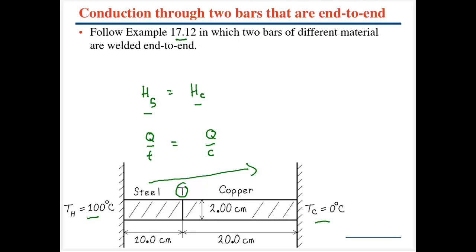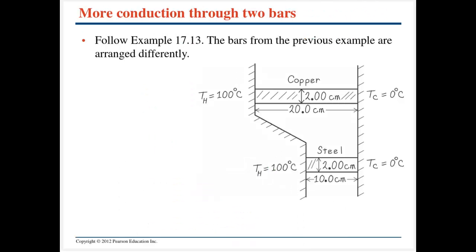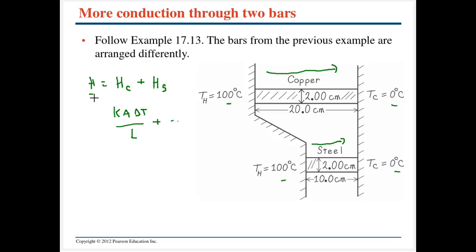as shown in example 17.12. If we arrange our bars a little bit differently, with the same hot reservoir and cold reservoir, it becomes quite a bit simpler. We're going to have heat flowing through the copper and heat flowing through the steel, and we can say that the heat flow for the entire system must be equal to the heat flow of the copper plus the heat flowing through the steel. Then simply use the expression kA delta T divided by length for each one, and we can solve for the total heat flowing through the system.